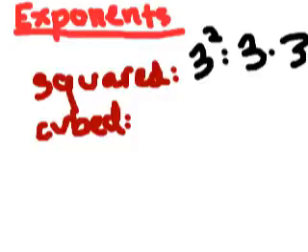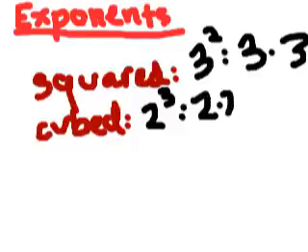But what if I had cubed? Cubed is basically, the way I remember it is cube, and that reminds me of volume. And volume, you always do it cubed. So it's 2 cubed. That means just like squared, you multiply it 3 times: 2 times 2 times 2.